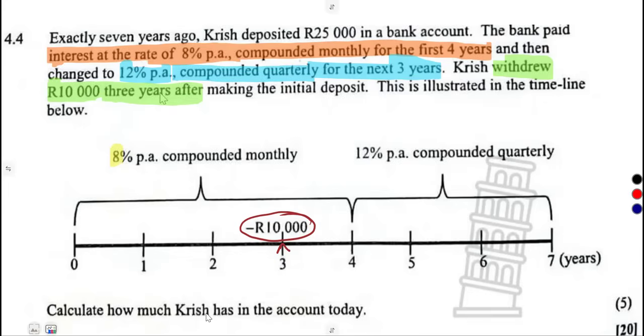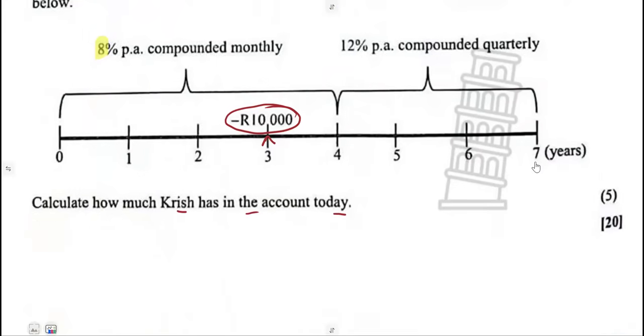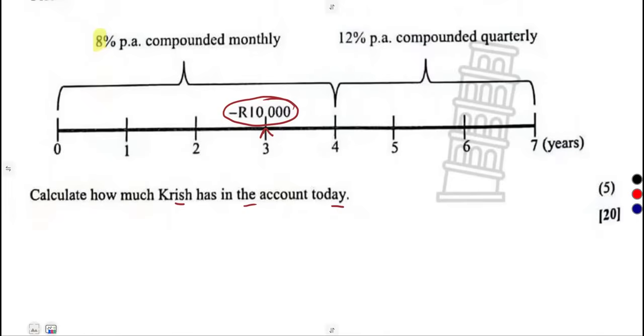So calculate how much Krish has in the account today after the period of what? 7 years, as we are given. All right, so let's figure out. According to the information of a timeline, we can calculate these in different ways. It's up to you. You calculate amounts after each 0, 1, 2, 3, up to 7, or you just combine everything at once.